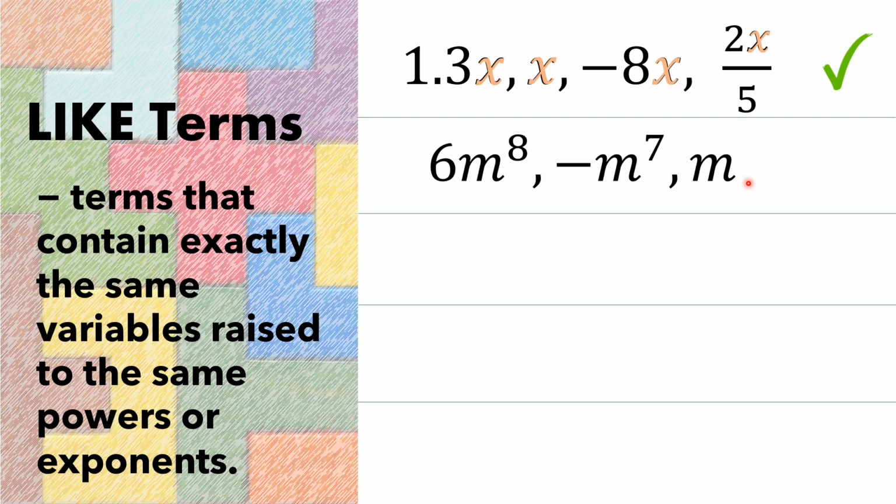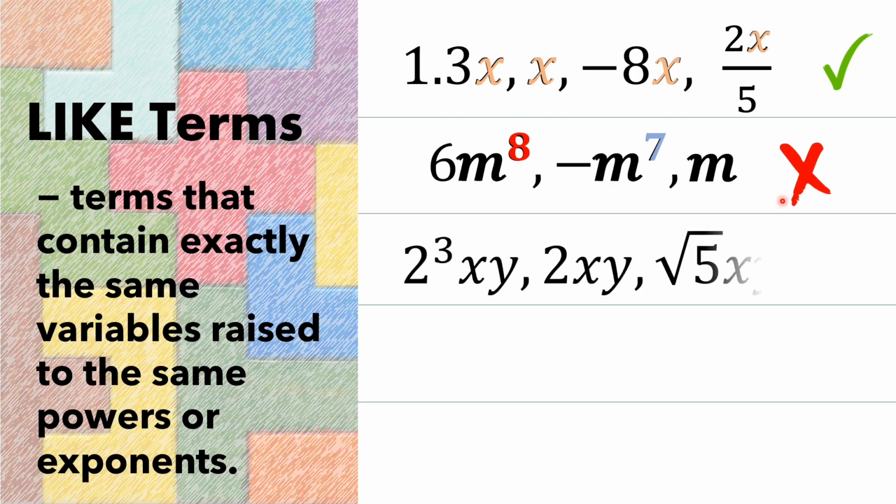The variables are the same. It's m, but they have different powers or exponents. Therefore, they are not like terms. Next one, 2 cubed xy, 2xy, square root of 5xy. So these terms contain the same literal coefficients, that is x, y. Therefore, they are like terms.